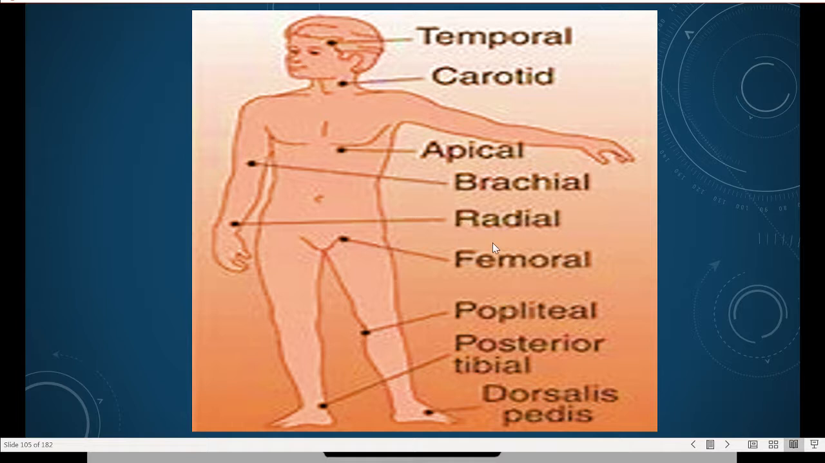And this is just a diagram of some areas where arteries are located. Your carotid artery in your neck. You have a temporal artery in your temporal region of your head. You have the brachial here in the crease of your arm, the radial at your wrist, a femoral. And so that's places that we can check and feel for pulses.